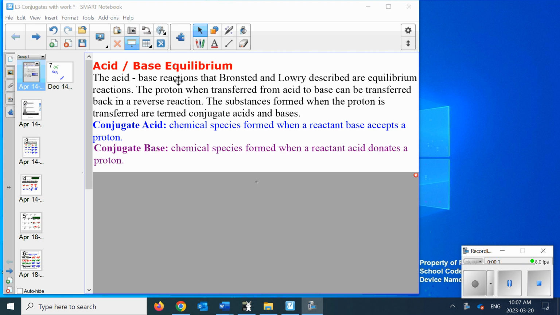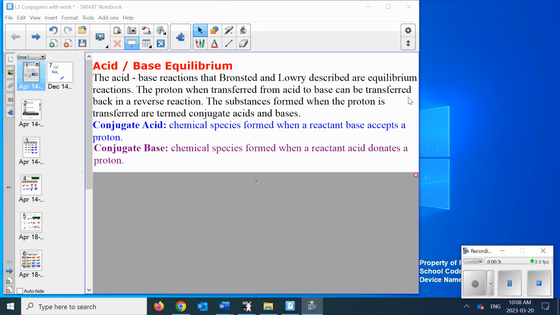Acid-base equilibrium. Now, acid-base reactions, as Bronsted-Lowry described, are equilibrium reactions. There are just a few strong acid reactions that don't operate this way. The proton, when transferred from acid to base, can be transferred back in the reverse reaction. Substances formed when the proton is transferred are termed conjugate acids and bases.